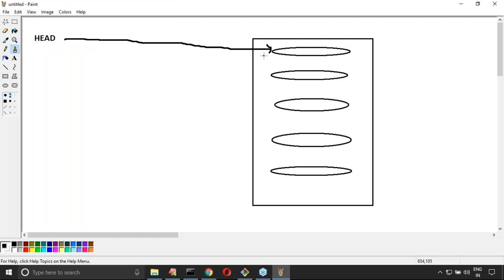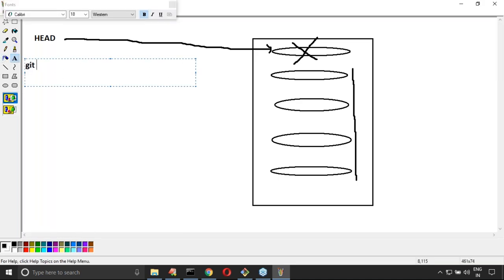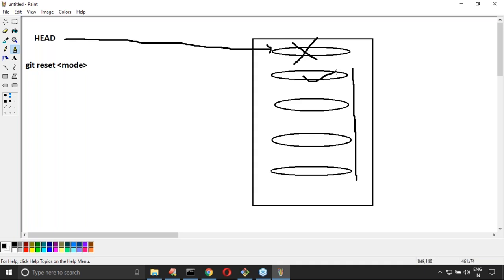Now my requirement is to ignore this last commit. I want only these 4. How can you do that? Very, very simple: git reset. Of course, the mode I will explain later. Now which commit do we have to specify? Just specify this second commit ID here.